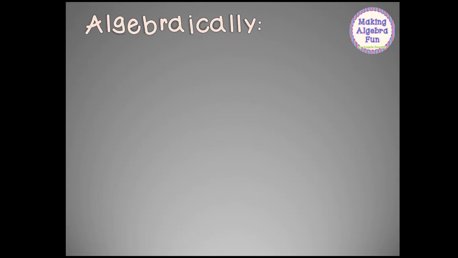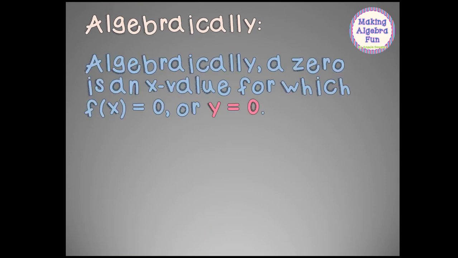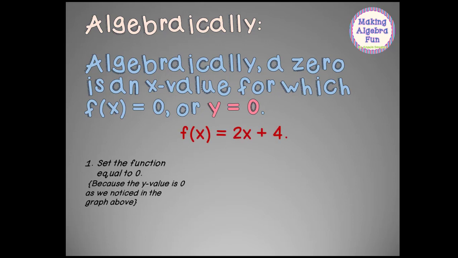Now let's look how we do this algebraically. So algebraically, a zero is an x value for which the f of x equals 0. Or remember from the last video, f of x is the same thing as y. So in other words, what is x when y is 0? So to figure that out, you replace the f of x, or the y, with 0.